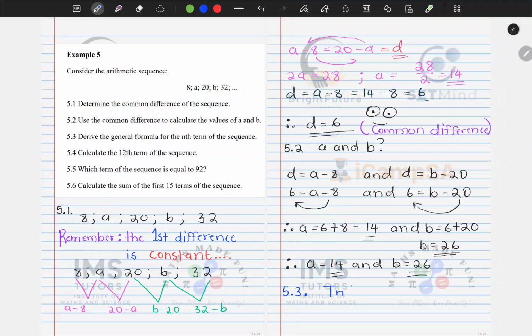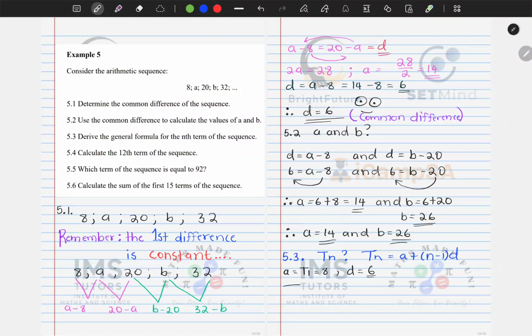So essentially we are asked, what is Tn? We know that Tn generally is A plus n minus 1 times D. And guess what? A we have, which is the first term. A, which is T1, that is 8. And then the constant difference, which was found not long ago, is 6. So let's make some space and calculate Tn.